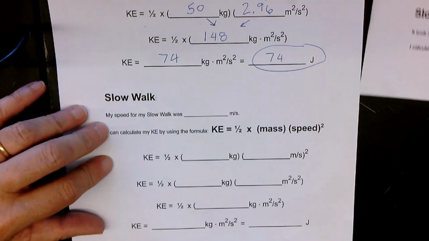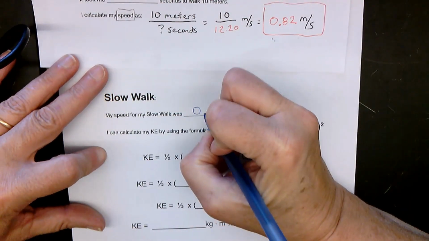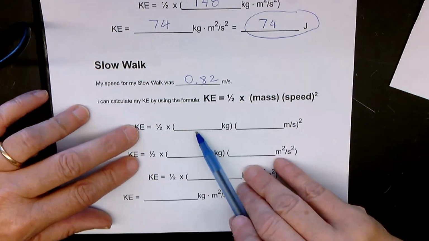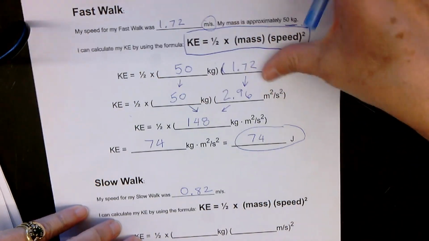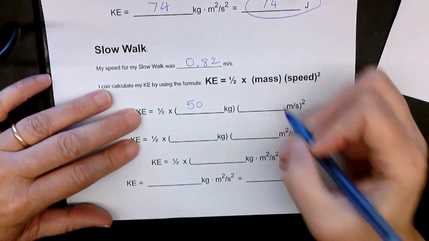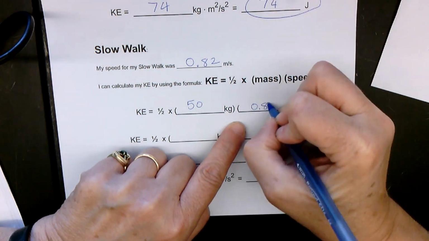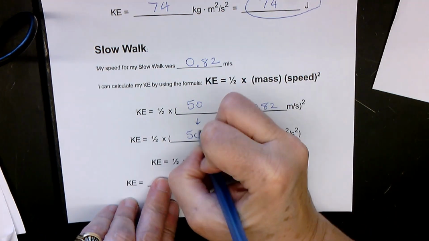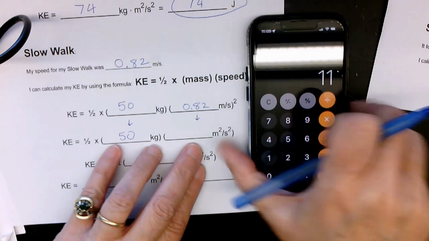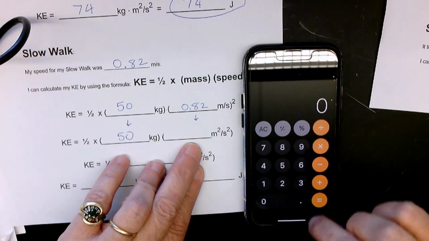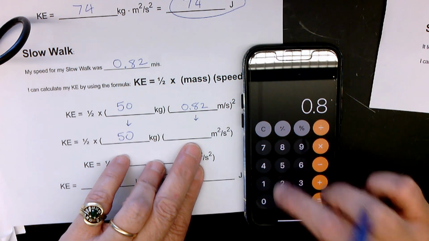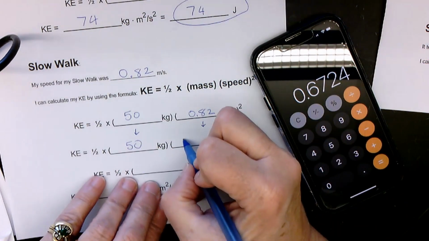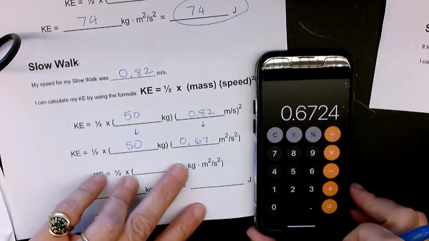So my speed, I'll just copy it down here, was 0.82 meters per second. That's the speed. I'm going to use the same mass as above. My mass, 50 kilograms. That's not changed. 50 kilograms times 0.82 meters per second. That's going to be squared. So 50 kilograms, that remains my mass. This is going to be squared. So let me clear that. 0.82 times 0.82 equals, I'm going to round it again to the nearest hundredth, 0.67.